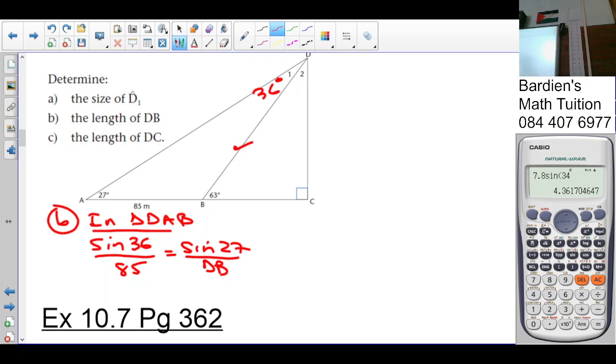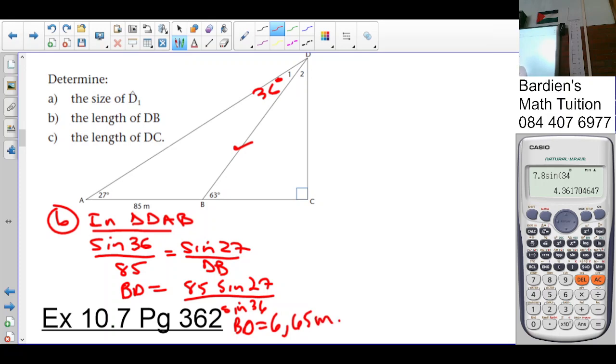So what do we get? BD is going to give you 85 sine 27 over sine 36. So BD works out to be, what did you say? 65.65 meters.